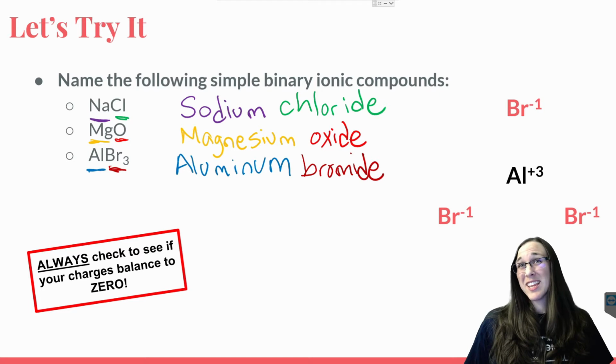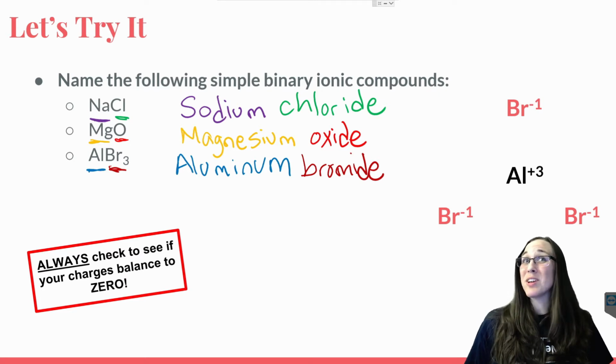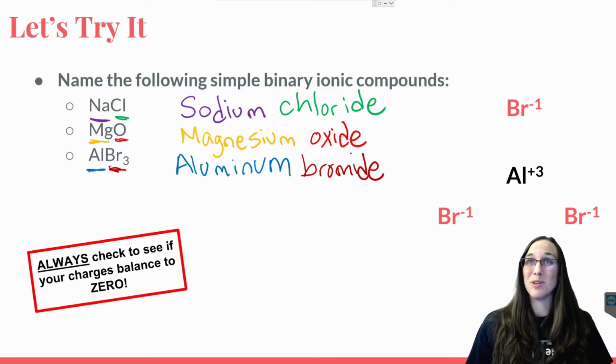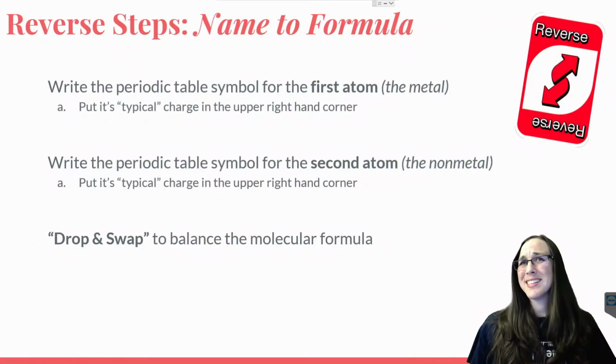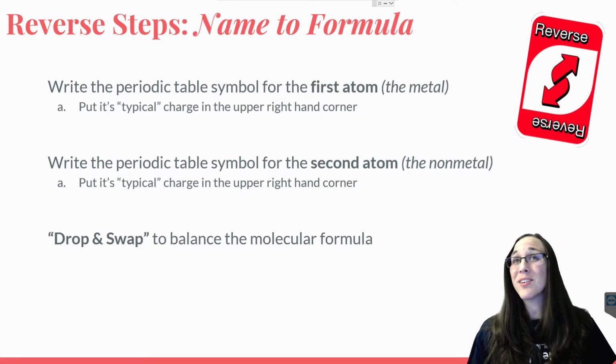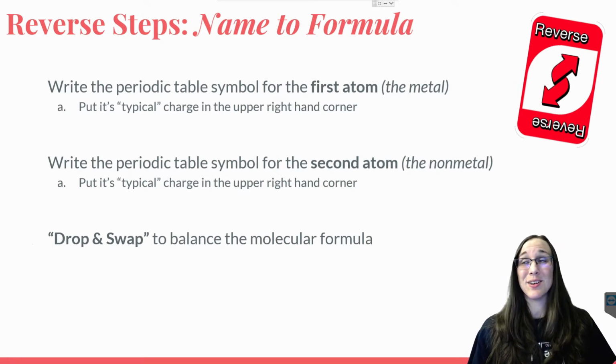Notice I didn't even have to mention that there were 3 bromine atoms per 1 aluminum. That didn't matter in the naming scheme, because if you're given the name aluminum bromide and you write it out, you're going to have to figure out that there's 3 bromine atoms to balance the charge of the 1 aluminum atom yourself. So as I just mentioned before, if you're given the name and you have to figure out what the formula looks like, you have to figure out that the charges need to balance to 0 yourself.